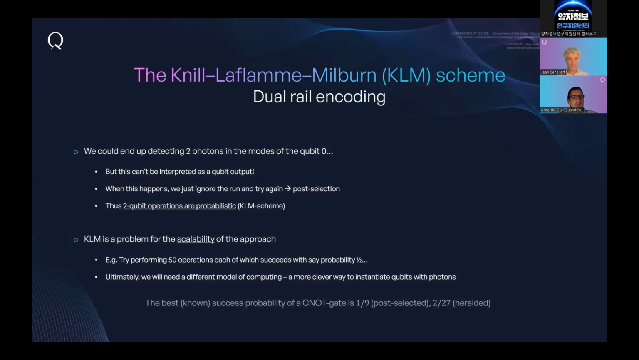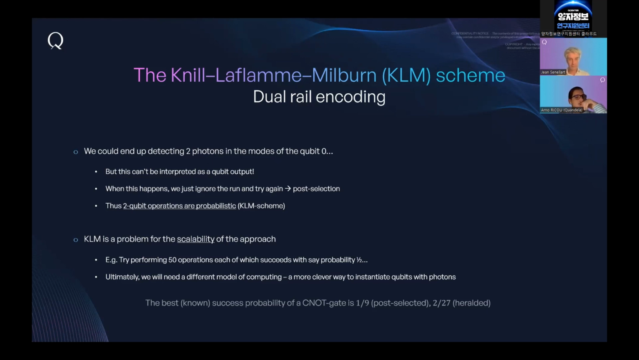And so what I was explaining is written here. We don't know how to interpret the fact that we can have two photons in mode 0, for instance, or two photons, one in mode 0 and one in mode 1. And for now, we do post-selection in order to fix that, but that's not really efficient. As well, if you try to do 2 qubit operations, because of that, you'll see that these are probabilistic in the KLM scheme, so this famous 2001 paper.